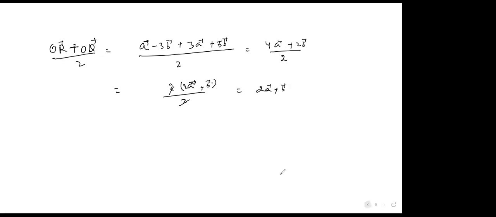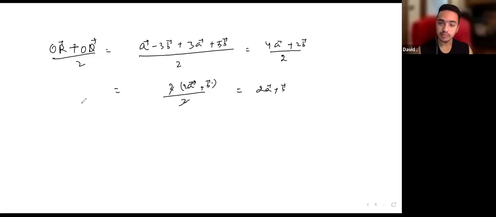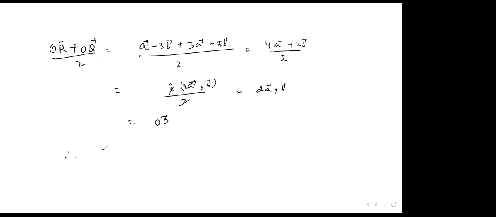So finally we get 2a plus b. And what about the OP vector? It was 2a plus b only, isn't it? Yes, so this equals OP vector. Therefore, P is the midpoint of RQ.